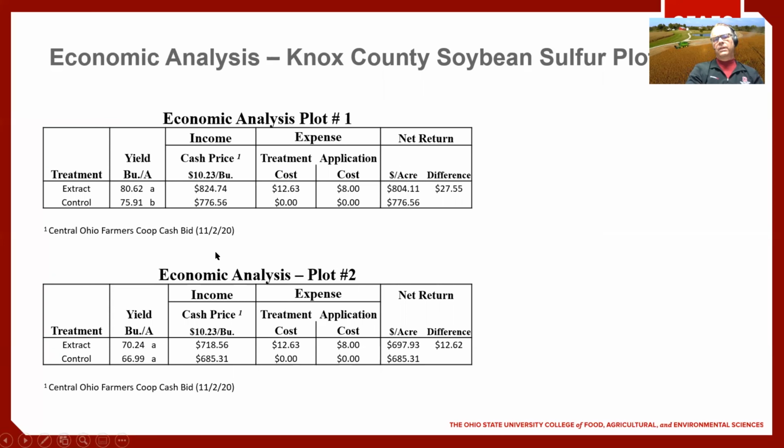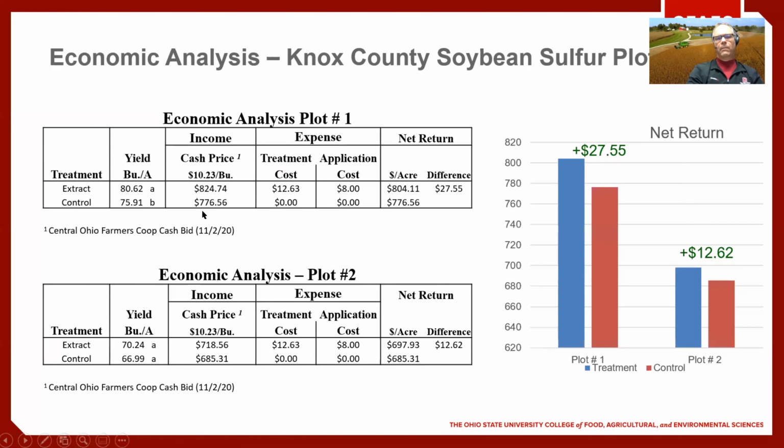When we looked at the economics of this, we used a cash harvest price at a local co-op of $10.23 on the day I called, and we used on-farm costs for the treatment of $12.63, and we also charged $8 as an application charge. And when you do all the math on that, on that first plot we had about a $27.50 positive net return to the sulfur.